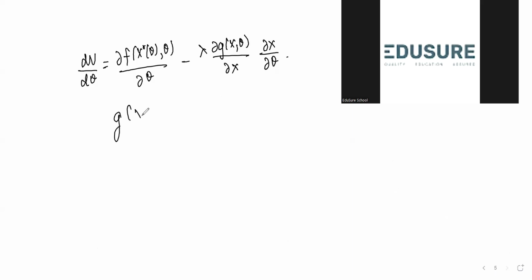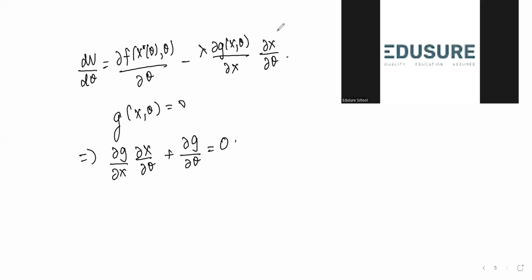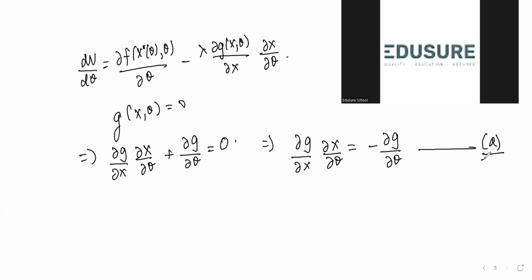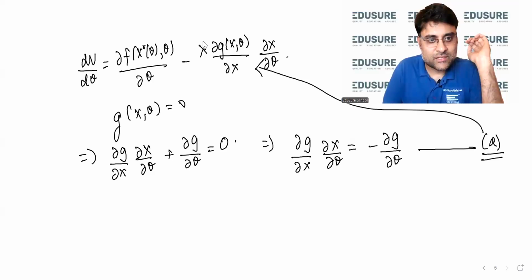Now, we know that g(x, theta) is equal to 0. So if I differentiate this, I'll get del g del x del x del theta plus del g del theta is equal to 0. Okay. So what do I have? I have basically del g del x del x del theta is equal to minus del g del theta. Extremely important result. I call this result A. Put this result A in this expression.